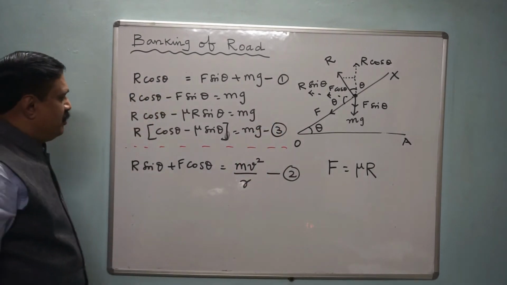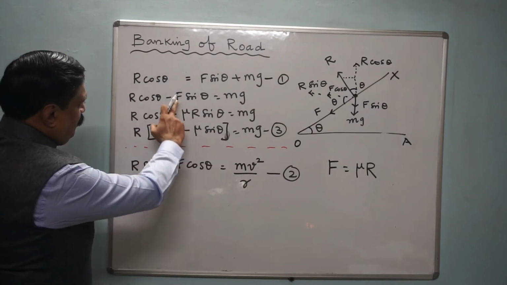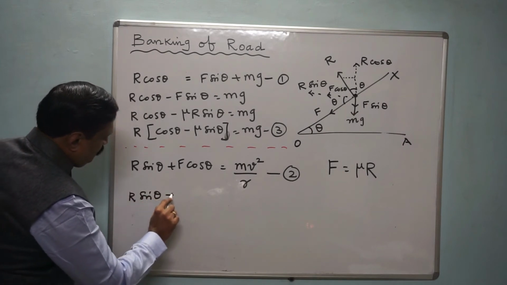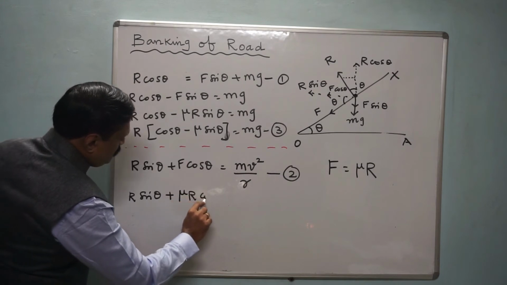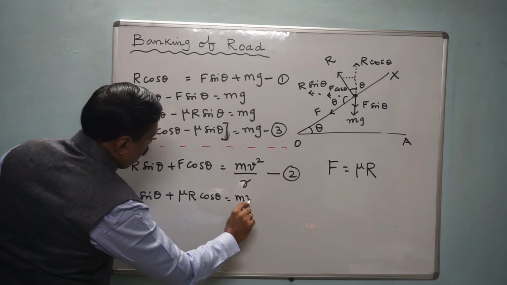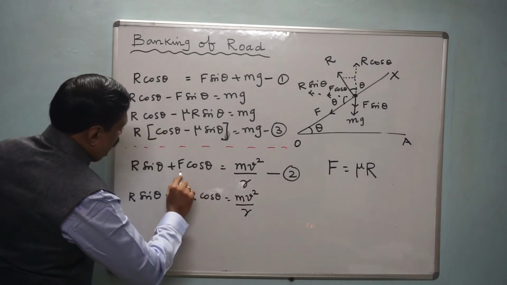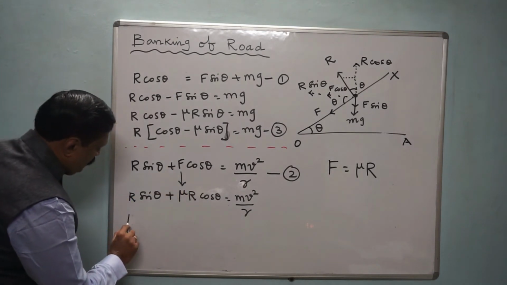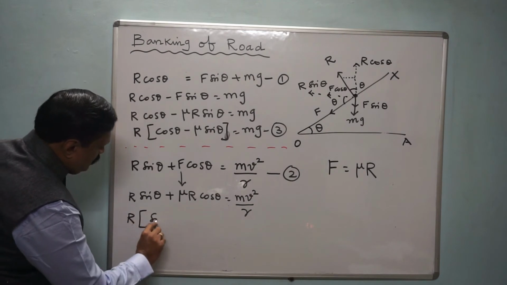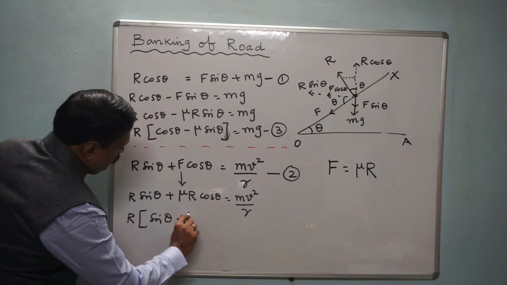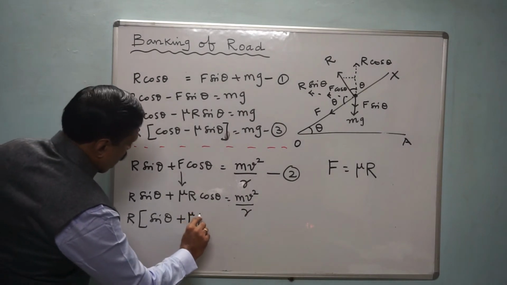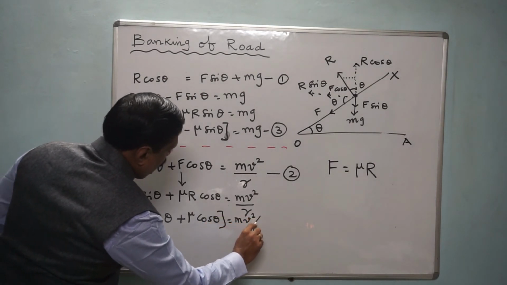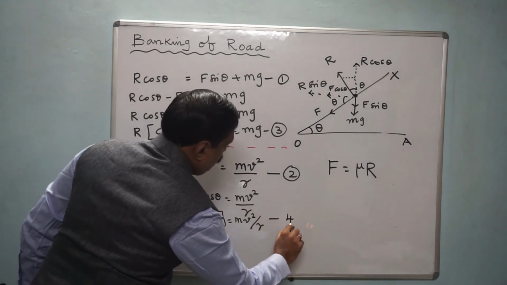Okay, this equation 3. Now we have applied mu r for f. Here also you apply. Now this r sin theta plus mu r cos theta equal to mv squared by r. That means I have substituted f equal to mu r. Okay. Now you take r common. If you take r common, r sin theta plus mu cos theta equal to mv squared by r. You keep this equation 4.